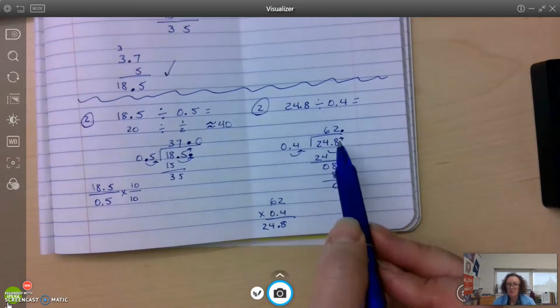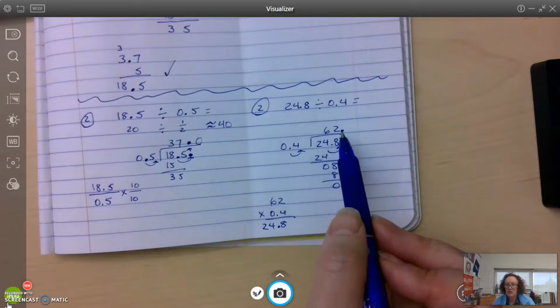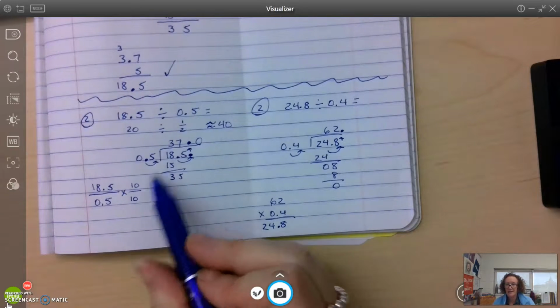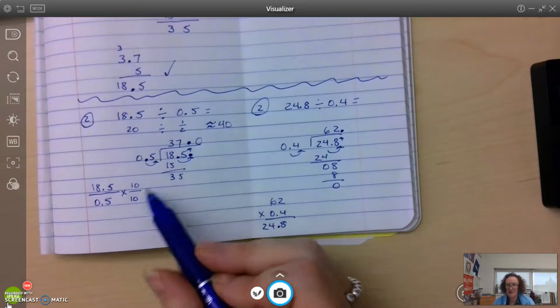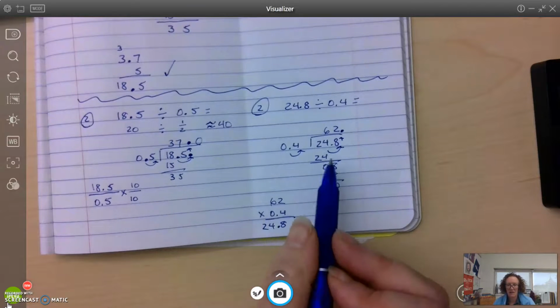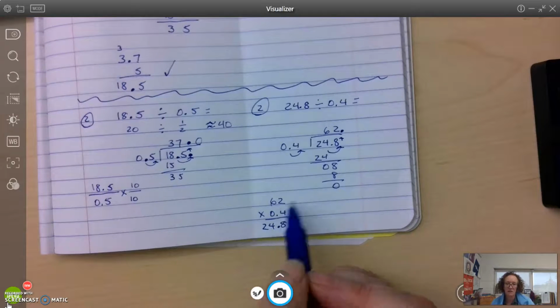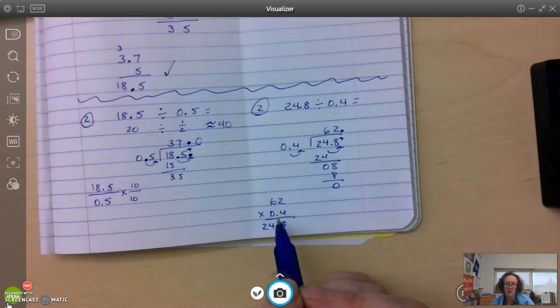I'm hoping on this problem you found your answer was 62. I'm also hoping that you did a multiplication problem to check your work. I did not on my example, so I did not model it well for you, but especially if you tend to make mistakes with the decimal placement or with your division, checking it with multiplication is always a good idea.